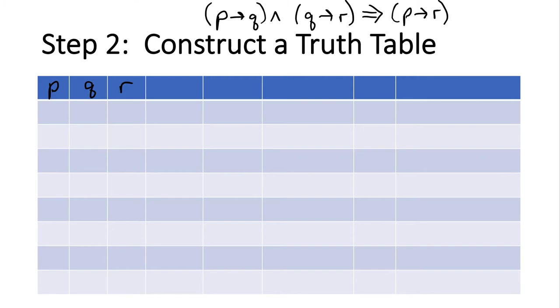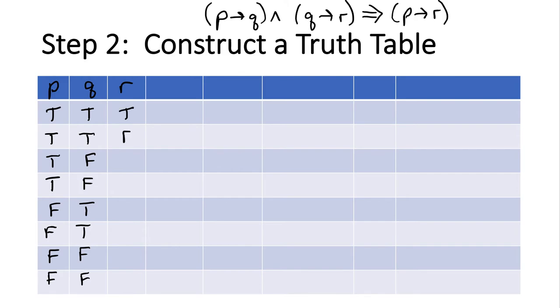We know that the P column has half and half trues, half falses. So that's going to be 4 T's followed by 4 F's. The Q column goes to 2 and 2. So 2 trues, 2 falses, 2 trues, 2 falses. And then the last column alternates every different one. So true, false, true, false, true, false, true, false.